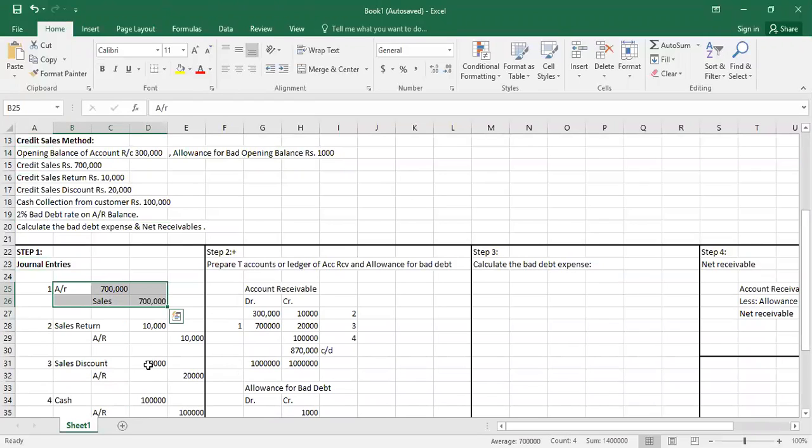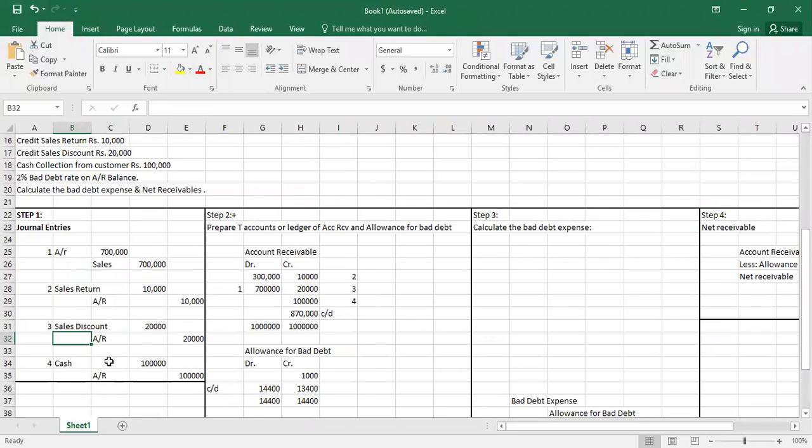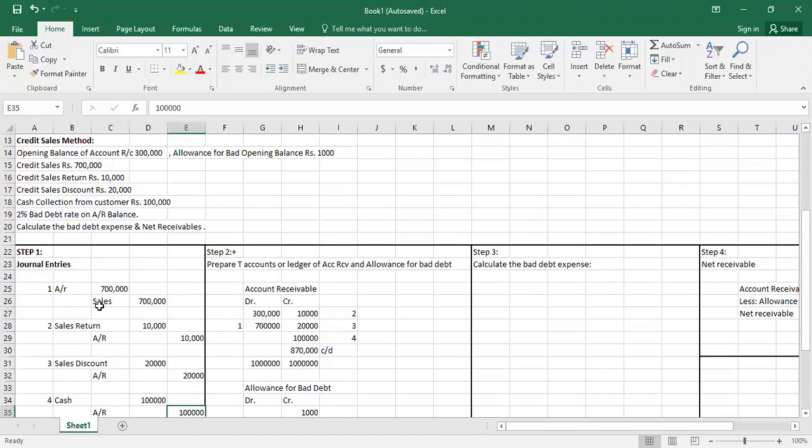The second one is credit sales return, that is rupees 10,000. So sales return debit and account receivable credit. The third one is credit sales discount, rupees 20,000. So sales discount debit and account receivable credit. And the last one is cash collection from customer, rupees 1 lakh. So cash debit and account receivable credit. These are the four journal entries which we have passed in our step one.